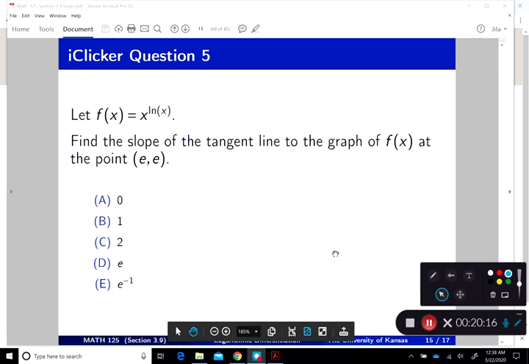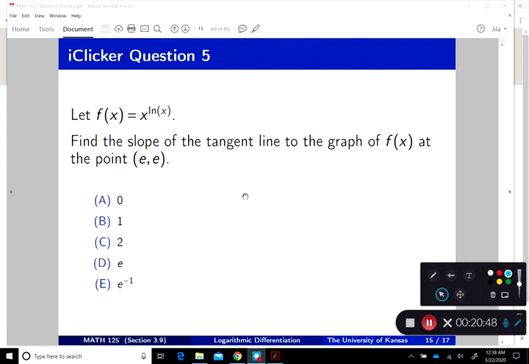Last, iClicker question 5, and we have the function f of x equal to x to the power natural log of x. We want to find the slope of the tangent line of the graph of f of x at the point (e, e). That is, we take the derivative and we plug in; here we only need to plug in the x value. So pause the video and think about it.